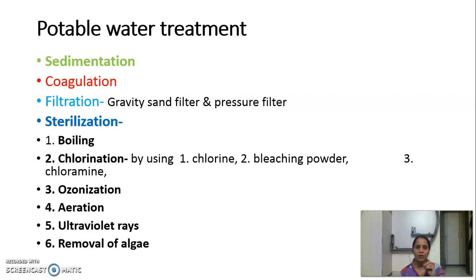This bleaching powder is easy to use, cheaper, and the proportion is 1 kilogram of bleaching powder required for 1000 liters of water. But use of bleaching powder makes water hard. Later on, chloramine, formula ClNH2. Chloramine tablets are quite expensive, but the technique is widely used at army level or in army.